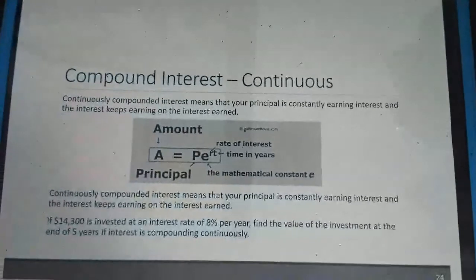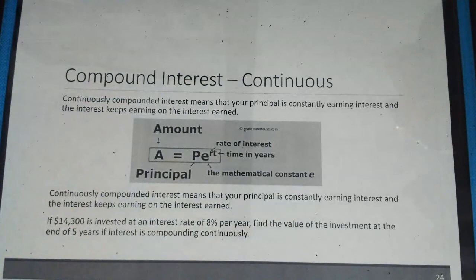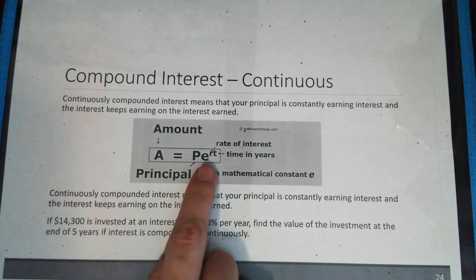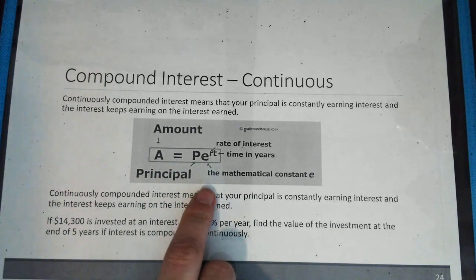And that's where we get to continuous compound interest. So if we legitimately were compounding all the time, how much would we make? We're going to use the exact same problem. We're going to do this with continuous compounding. So continuously compounding interest means your principal is constantly earning interest, and that interest keeps earning interest on the interest earned. The formula for this is A equals P E to the RT. Same A, same P, same R, same T. We're just going to use E, the number that we used earlier.